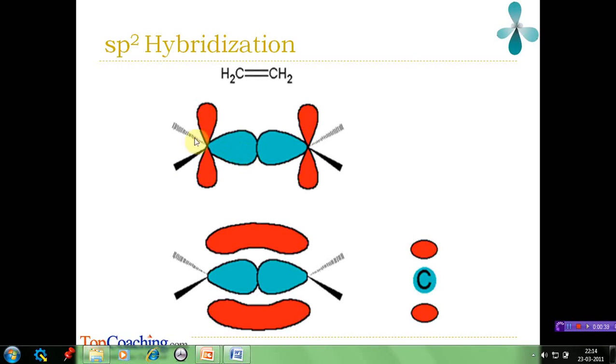Now, as we can see, one of the three hybrid orbital will combine with one of the three hybrid orbital of the other carbon atom to form a sigma bond. These two orbitals will also form sigma bond with the s orbitals of hydrogen atoms. The same is true for these two orbitals, and this unhybridized orbital will overlap sideways with the unhybridized orbital of another carbon atom and form a pi bond.